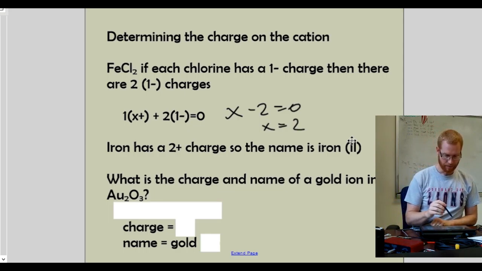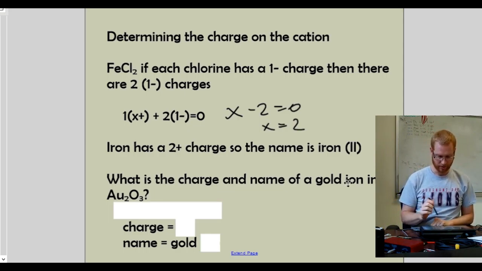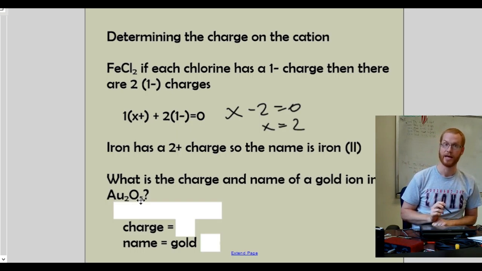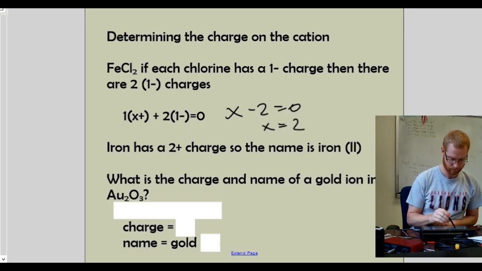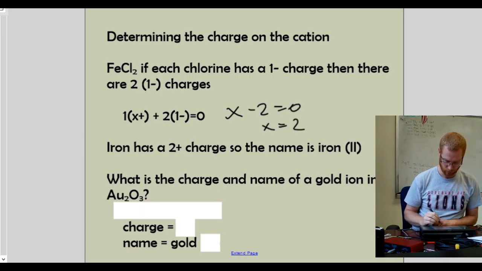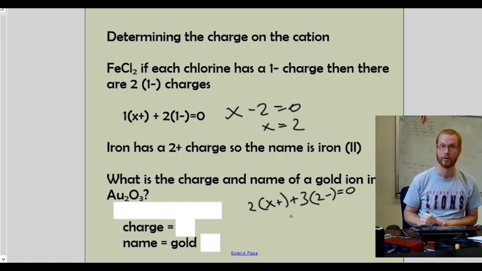All right? So, what's the charge and name of a gold ion in the compound Au2O3? Well, we have two gold ions. We don't know the charge of it, so it's x. We have three oxide ions, which have a charge of 2-. And we know that they have to total up to 0.